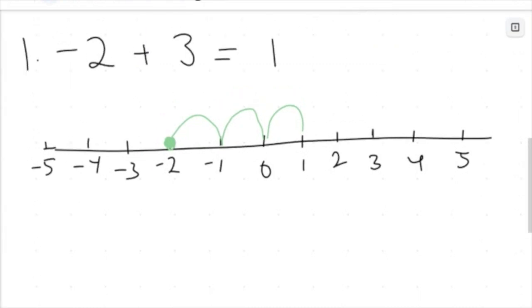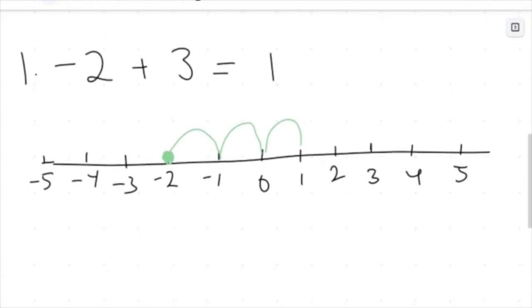Cool. All right, let's try another example. Hopefully that all makes sense, but we end up at positive 1 here when we go 1, 2, 3 spots to the right when I add. Okay, cool. So let's try another one.